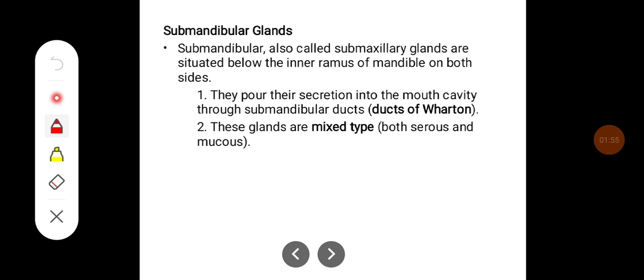Submandibular glands, also called submaxillary glands, are situated below the inner ramus of the mandible on both sides. They pour their secretion into the mouth cavity through submandibular ducts, that is, the ducts of Wharton. These glands are mixed type, both serous and mucous.